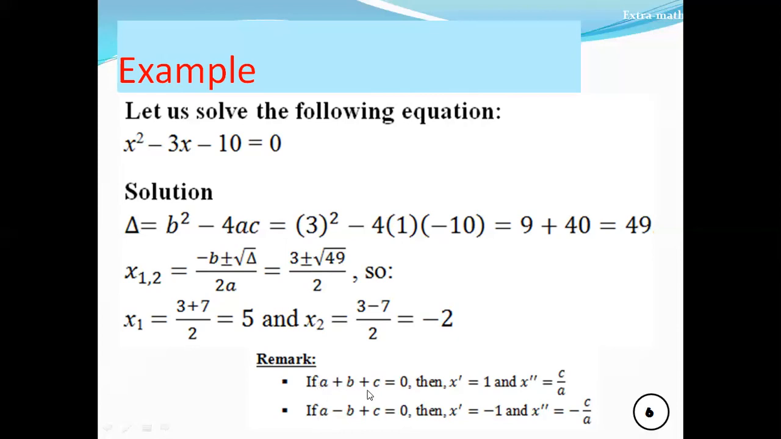Here we have two formulas we can memorize. If a plus b plus c equals 0, then the first root is 1 and the second root is c over a. If a minus b plus c equals 0, then the first root is minus 1 and the second root is minus c over a.